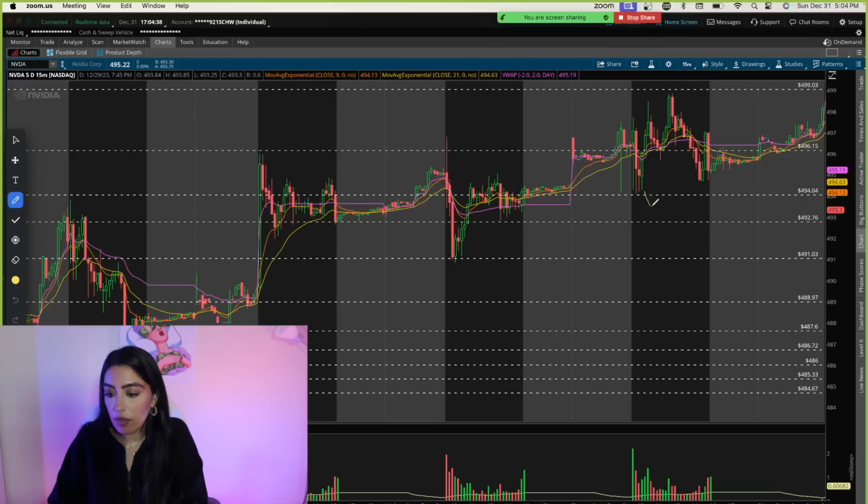So it breaks 494, you miss that entry. It continues into 493. What you don't want to do is enter somewhere here. At this point, you're chasing the stock. It already broke your initial level for entry. It cleared the first profit target you had, and now it's approaching the second profit target.